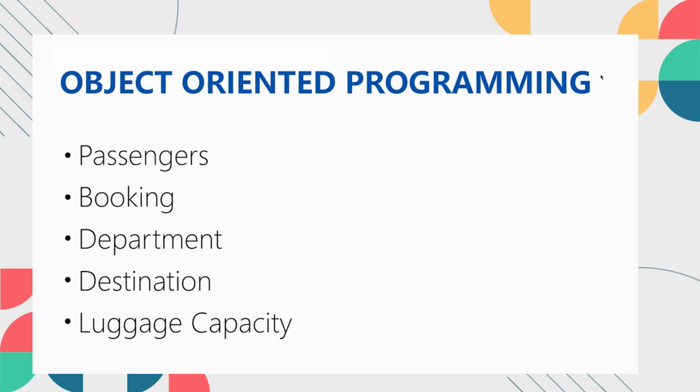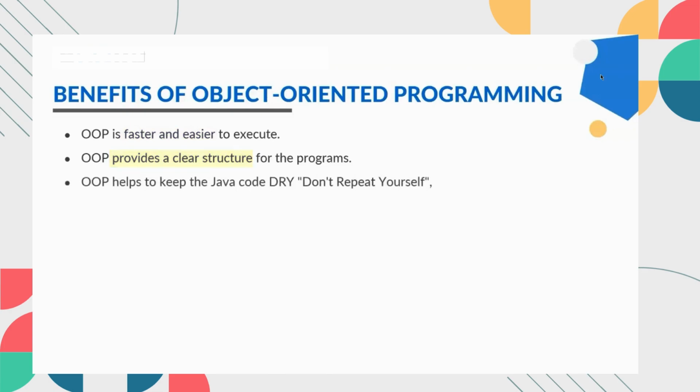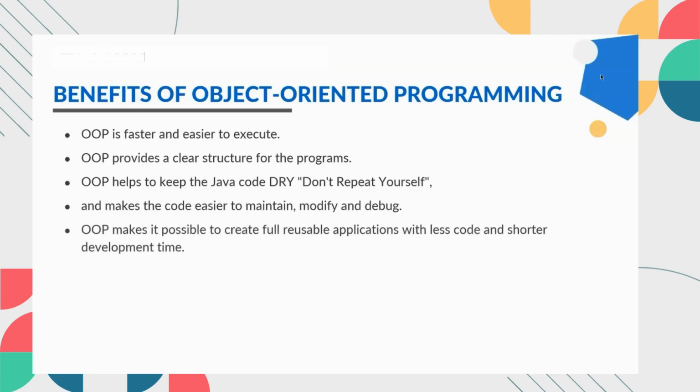There are some benefits to using object-oriented programming over other procedural programming paradigms. Object-oriented programming is fast and easier to execute, and provides a clear structure for the program. It is based on the principle of don't repeat yourself. I'm not saying methods do not follow this rule, but object-oriented programming has a great capability to reuse the program and make the code easier to maintain, modify, and debug. Object-oriented programming makes it possible to create reusable applications that reduce the time and effort of a programmer.